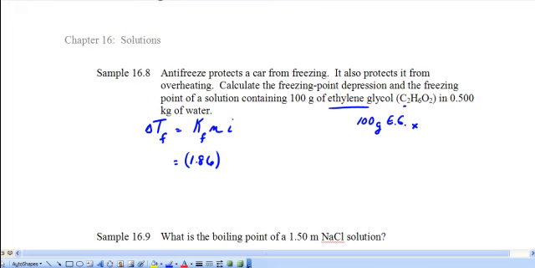Okay, so we have 2 carbons, 2 oxygens, and 6 hydrogens. So 2 times 12.01, plus 6 times 1.008 for the hydrogen, plus the 2 oxygens at 16 apiece, and we get 62.07 grams per mole. So 1 mole of ethylene glycol has a mass of 62.07, and so therefore the number of moles would be 100 divided by that.